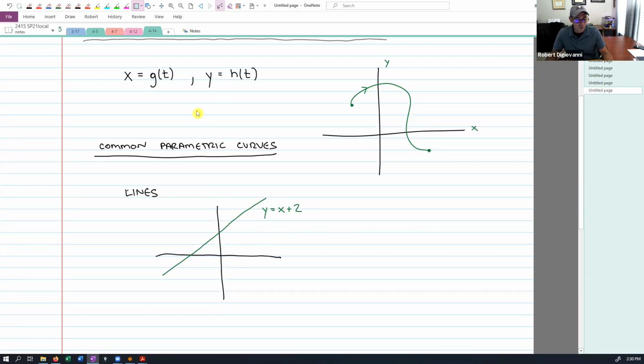How could I draw that with parametric equations? So what would the x function be and what would the y function be? They both have to be functions of t. Anybody know?